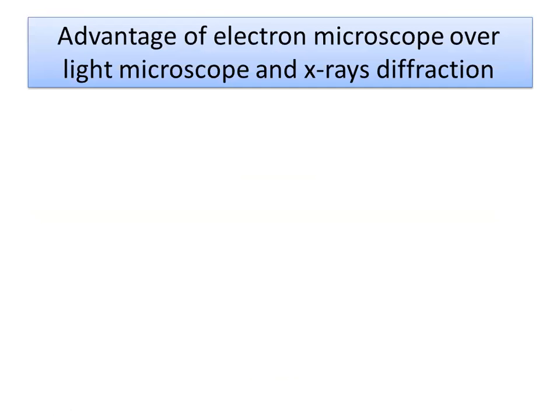Now we are going to correlate this wavelength with the advantage of the electron microscope. That means this is what we discussed in the previous slide. This is the development of the electron microscope, because we are using electrons to see the particles or molecules. Over the light microscope, where you can see in the visible region, or you can use X-rays. X-rays are near to this electron microscope. So now we are going to compare these two techniques with the electron microscope.